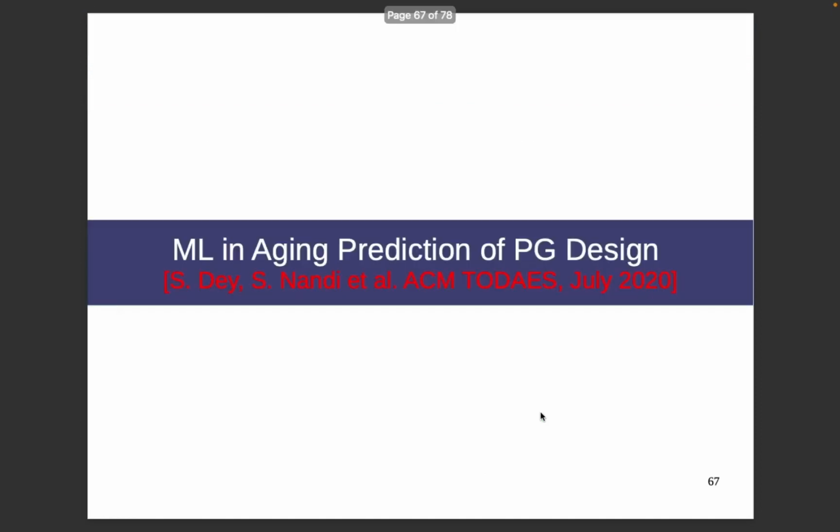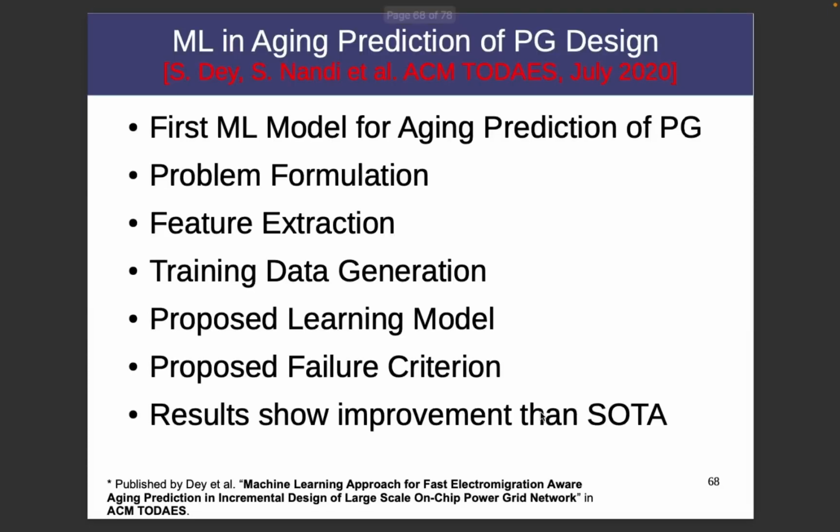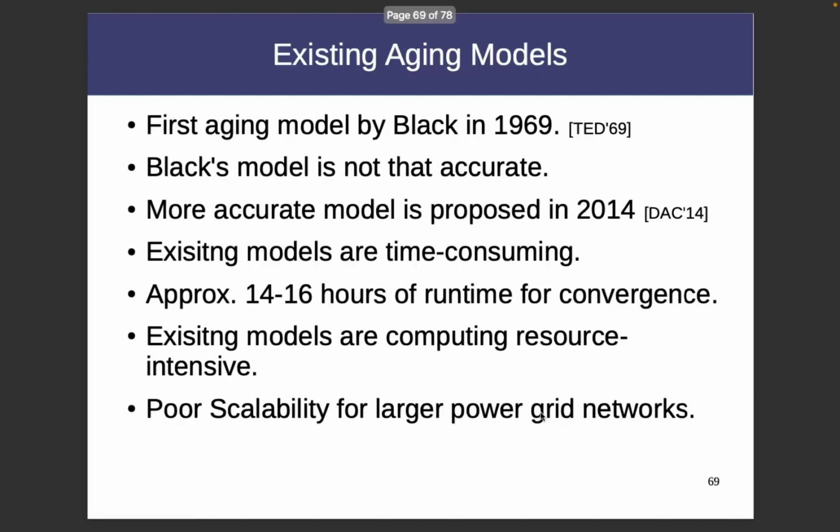And this is one of our works. Another work is machine learning for electromigration or aging prediction of the PG design. This is also one of the fast machine learning models we have proposed in the literature, and we have used a similar supervised learning approach. For existing models, what we generally use is the electromigration equation given by Black. Black's model is not that accurate, and it is also time consuming.